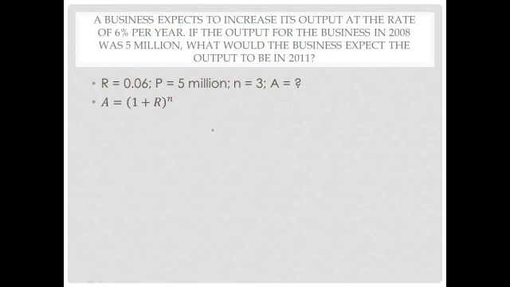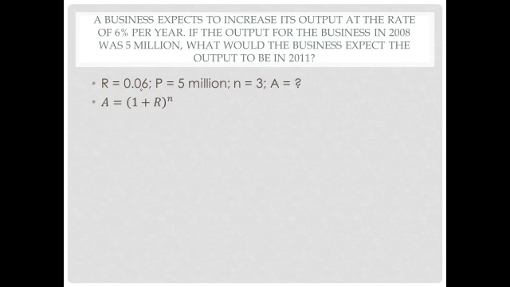Alright, let's look at another problem that's similar to that one. It says a business expects to increase its output at the rate of 6% per year. If the output for the business in 2008 was 5 million, what would the business expect the output to be in 2011? So we see that we have a rate of 6% per year, and it's going to span over a 3-year time from 2008 to 2011. And the initial amount was 5 million.